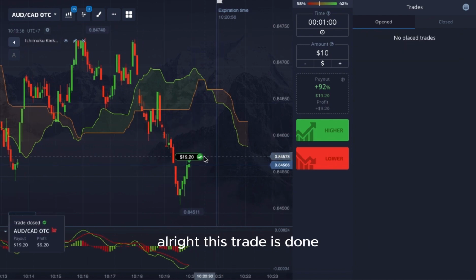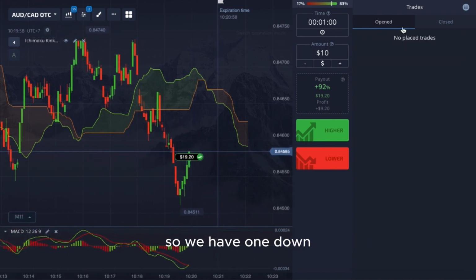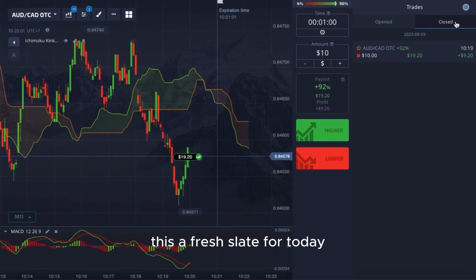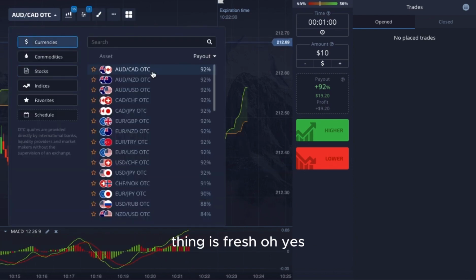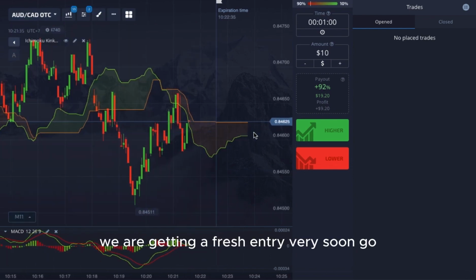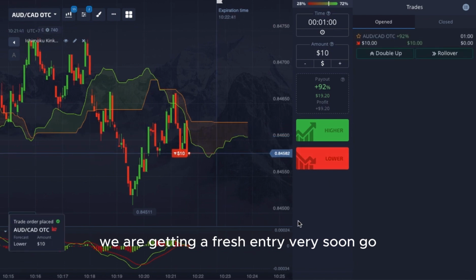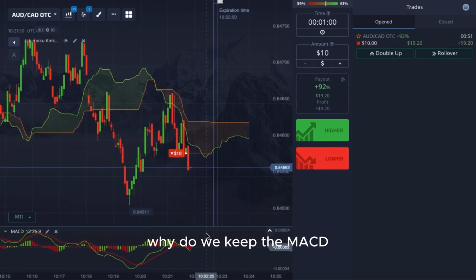Alright, this trade is done. So we have 1 down. This is a fresh slate for today, and we are gonna basically just keep going non-stop. I think it's fresh. Oh yes, we are getting a fresh entry very soon. Go.